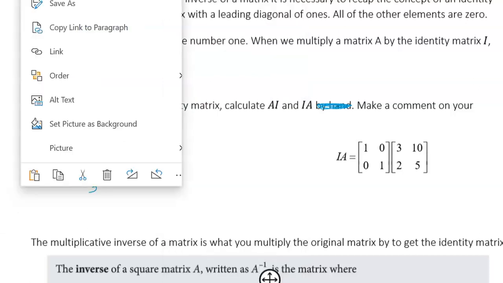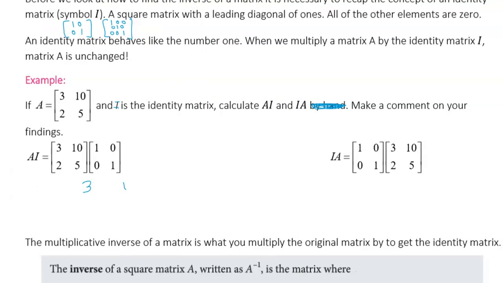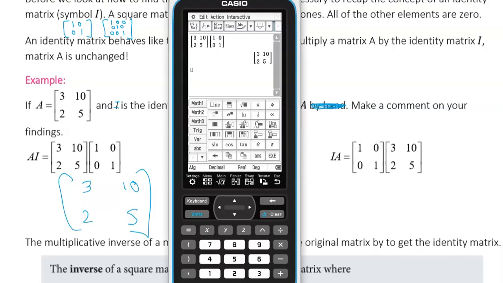So we get 3, 10, 2, 5. Whip out our CAS again. This time I'm going to switch up the order. Press enter, and we get the same thing. So that is just proving that the identity matrix acts in the same way as the number 1 does. So it's multiplying it by itself, and the order is not important.